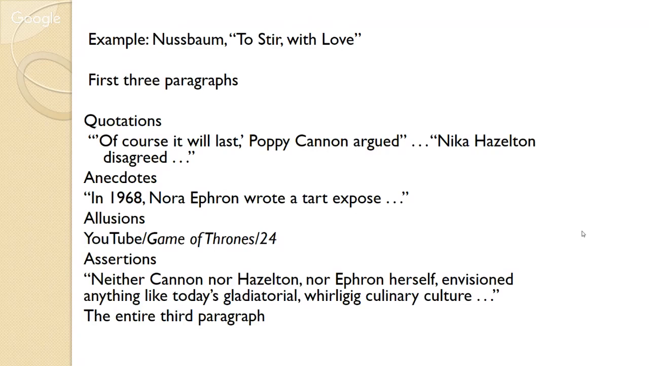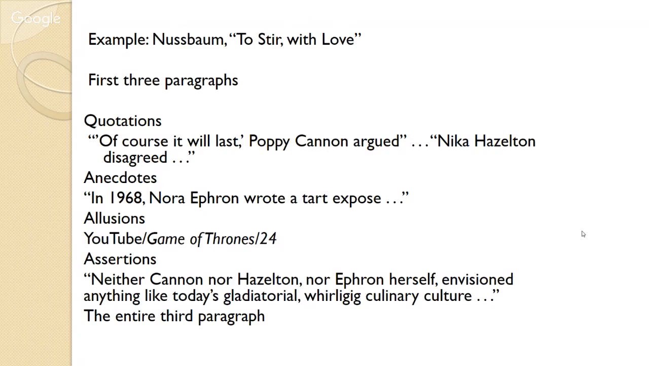Okay, so let's look at this and analyze it and break it down and identify which of the techniques Nussbaum is using in order to engage the reader. She uses quotations. A corset will last, Poppy Cannon argued, just in the way sculpture will last. Nika Hazelton disagreed, sighing that the old cuisine is gone for good and dying out. She predicted ultimately cooking would be like an indoor sport, just like making lace and handiwork. So right there in that first paragraph, we have a series of quotations being used, which help to draw the eye and engage the reader in a conversation.